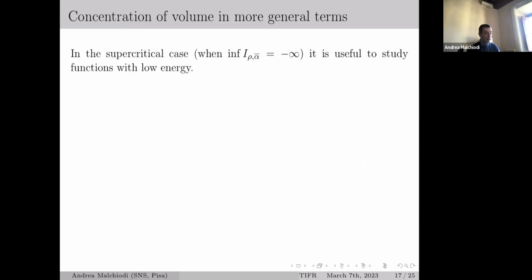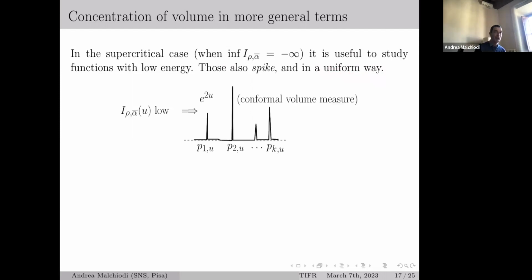Okay, so we are in the supercritical regime, so when your energy is unbounded from below. So as we saw for the case of Aubin's inequality, which had to do with the center of mass, it is useful to understand the functions with low energy. And you can show, as it happened for the Möbius group, that when the energy is low, then the volume tends to spike and in a sort of uniform way. So you can describe very well how this volume concentration happens. So let me do it.